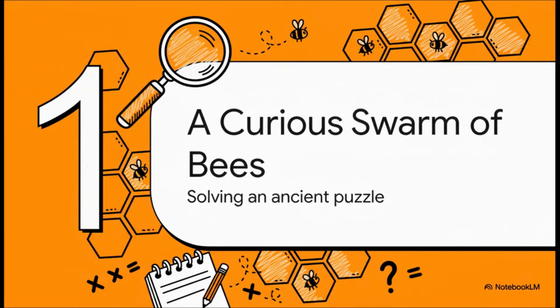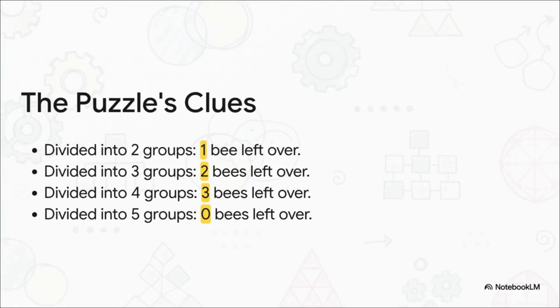All right, to figure this out, we've got to put on our detective hats. Because this puzzle isn't just random guesswork. It lays out a very specific set of conditions that our number has to meet. Okay, here's what the text tells us. When the swarm splits into two groups, there's one lonely bee left over. When it splits into three groups, two are left. Into four, three are left. But, and listen up, because this is a huge clue, when they split into five groups, there are 0 bees left over. So we know the number has to be a multiple of 5.